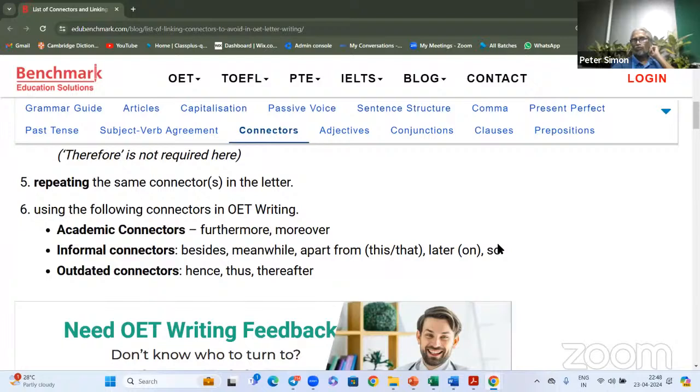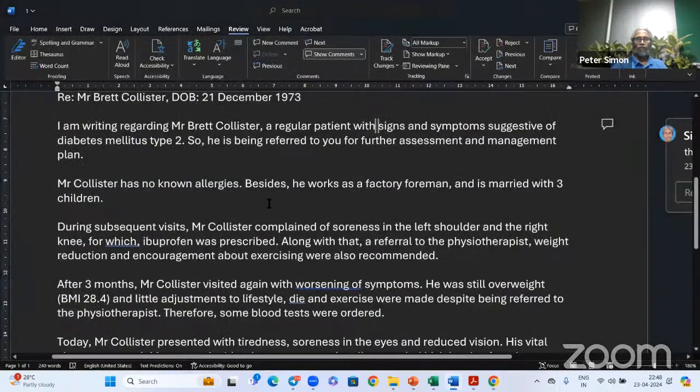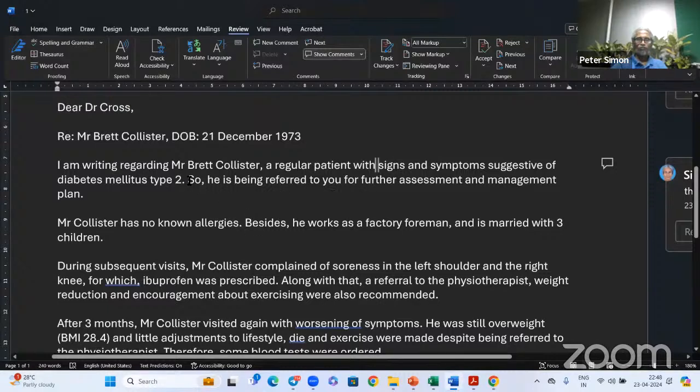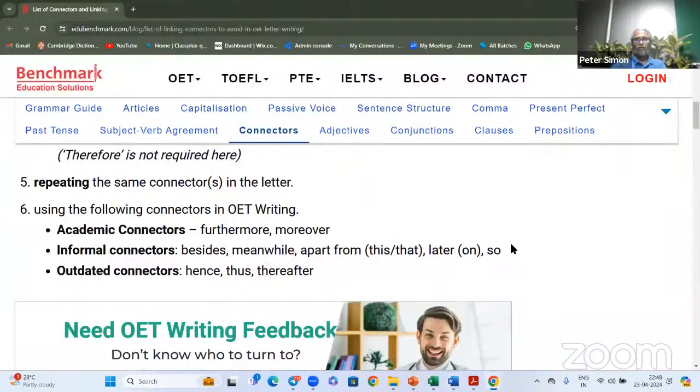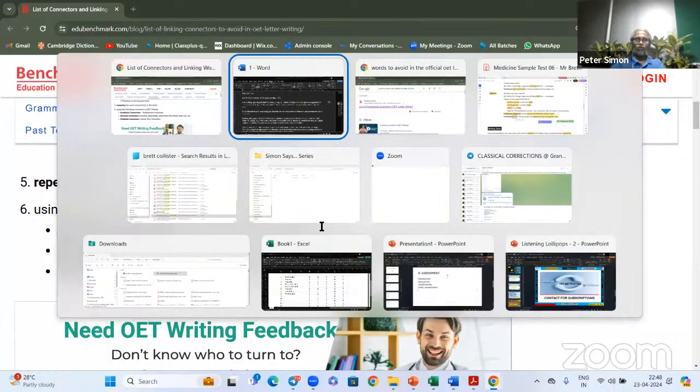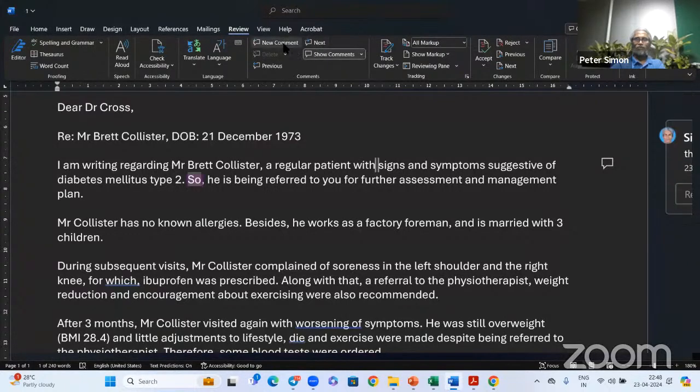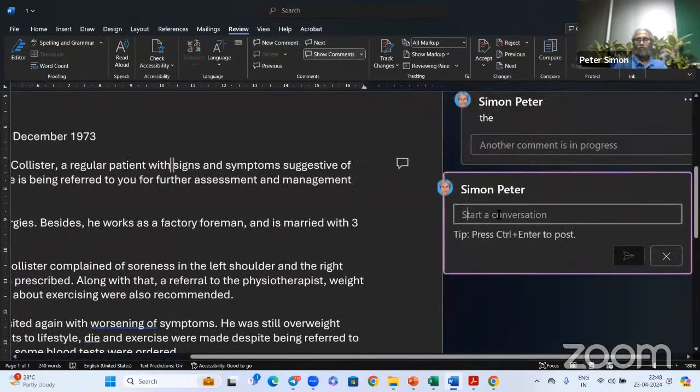You have used so, you have used besides. Why don't you use therefore instead of so? Here, in the beginning of the sentence, you used so. So is an informal connector, so try to avoid it. In that place you can use therefore.